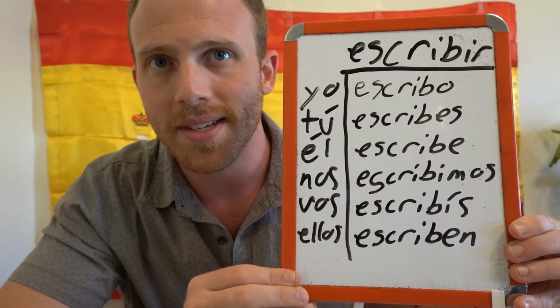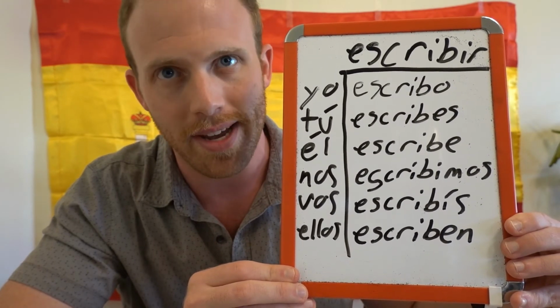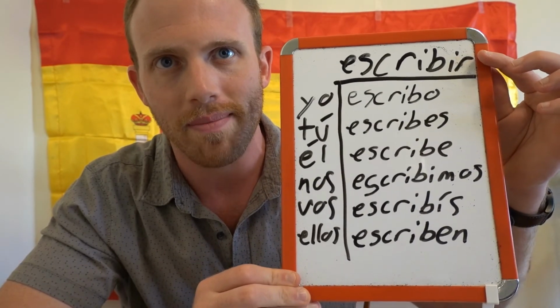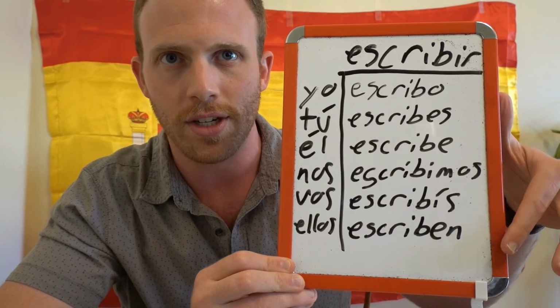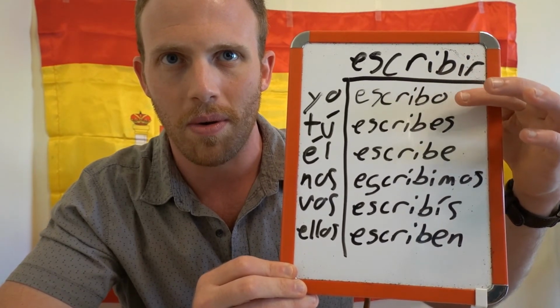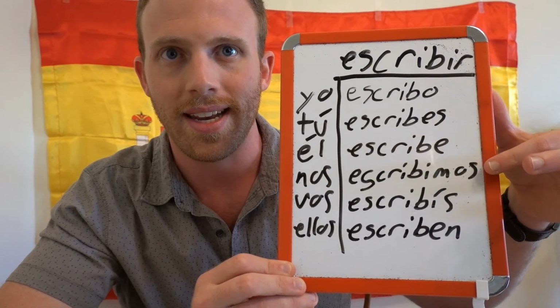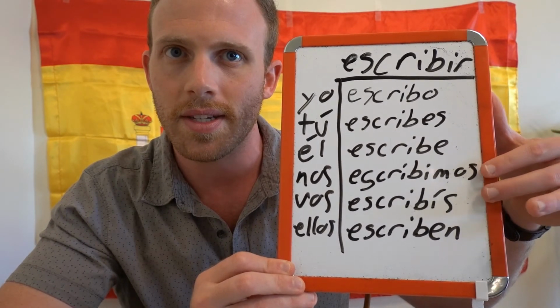Escribimos. E-S-C-R-I-B. Escribir. I-R. Okay? That's the root word. And then you can see by now you're catching the drift. I take away the I-R, right? And I add an O, E-S, E, imos. See, these two are different. This is where the difference is.